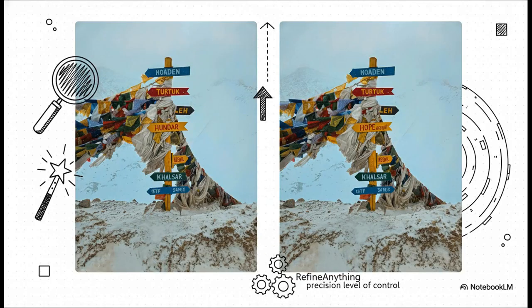But it gets even better. RefineAnything isn't just a correction tool, it's a precision editing tool. So here, the original sign says Hundar. The user gave the instruction to change it to Hope Accept, and it just did it, perfectly matching the style, the perspective, and even the weathering of the other signs. I mean, that is an incredible level of control.